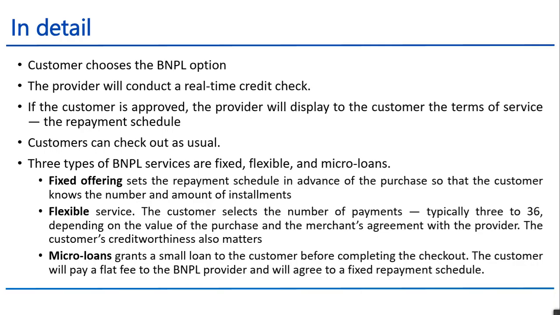And in micro loans, what happens is that a small loan is given to customers even before completing the checkout. The customer will pay a flat fee to the BNPL provider and agree to a fixed payment schedule. Which means, for example, again, we take the example of $100 because that is simple to understand. The customer wants to purchase a product of $100, but BNPL says, okay, I see that you are a good customer. I'm sure that you will be spending more on the transaction.